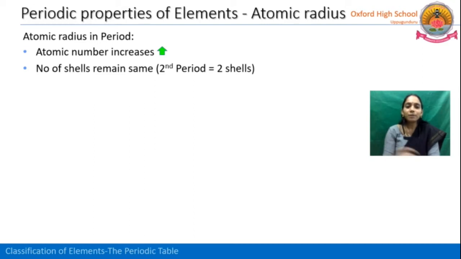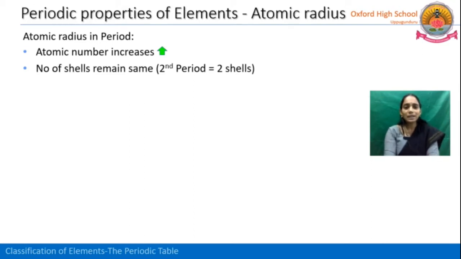Throughout this period from left to right, the number of shells is the same. We have seen in a previous class that the number of shells in a period is the same, because period number is nothing but number of shells. So second period means 2 shells throughout all the elements in the period, from lithium to neon. All the elements consist of 2 shells, whereas in the third period, 3 shells will be there.